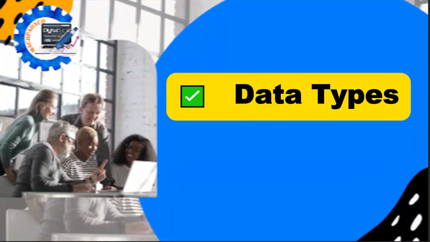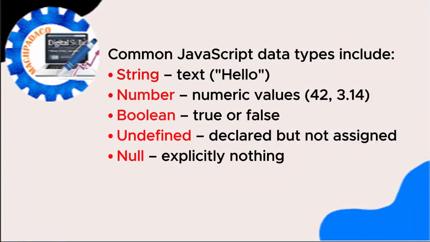Data types. Common JavaScript data types include: the string, that is text, like if you want to write hello; number, that is numeric values, like 42, 3.14; boolean, that is true or false; undefined, that is declared but not assigned; and null, explicitly nothing.